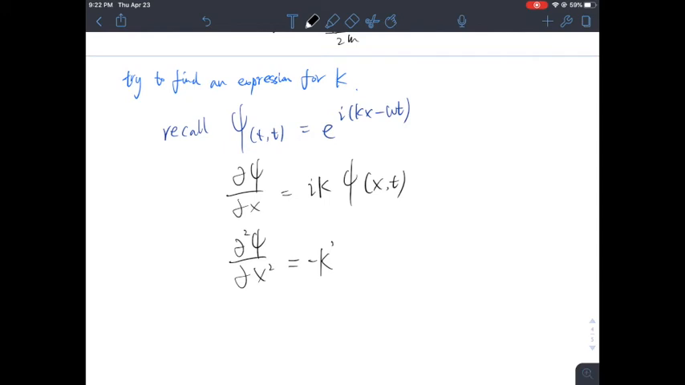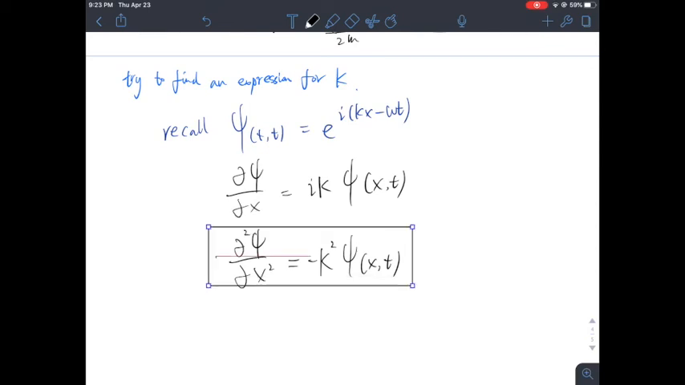Then let's take the second derivative. We have the square of i, which is equal to minus 1. Then we have k move out again, so we have minus k squared times the original psi equation. I think we find an expression for k, although it's a differential equation, but we find it. We finally find that k is equal to this, and let's keep it in this form. It's already pretty simple, so let's not make it too complicated.